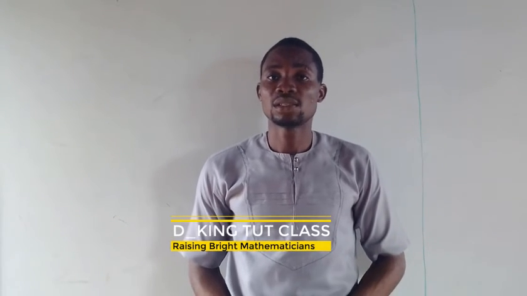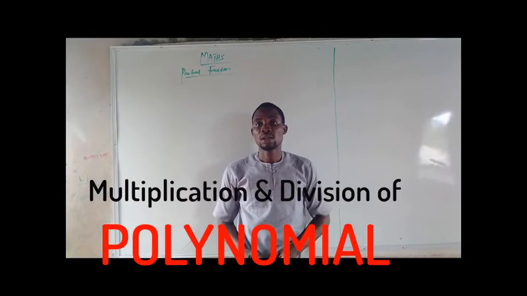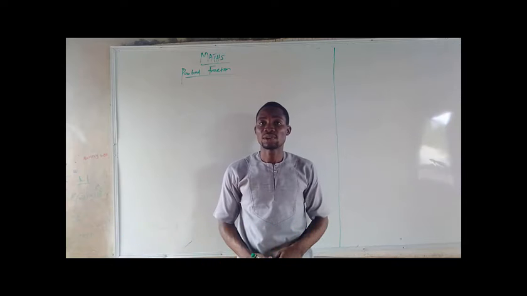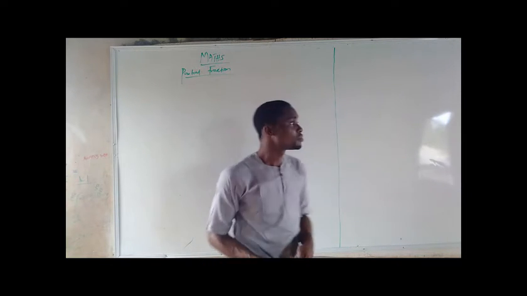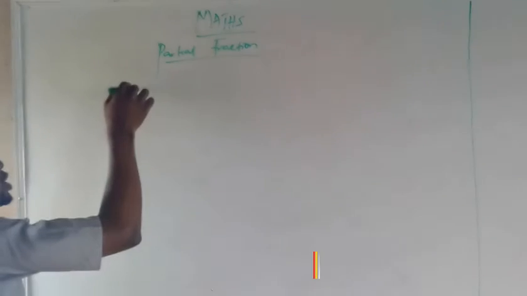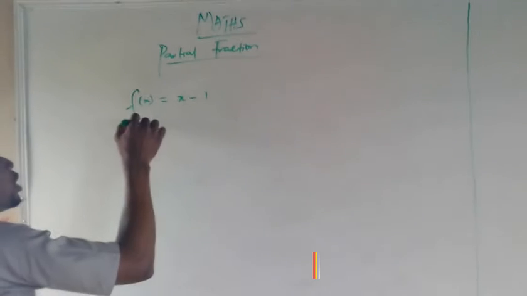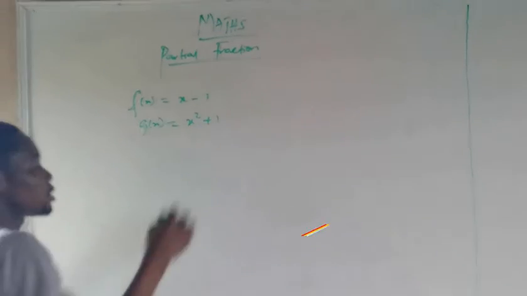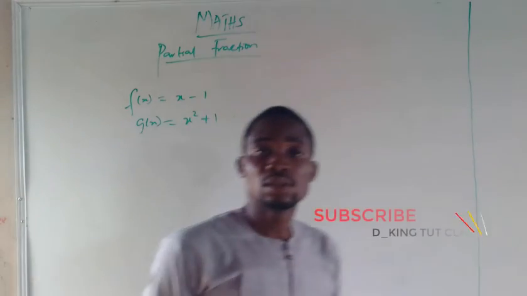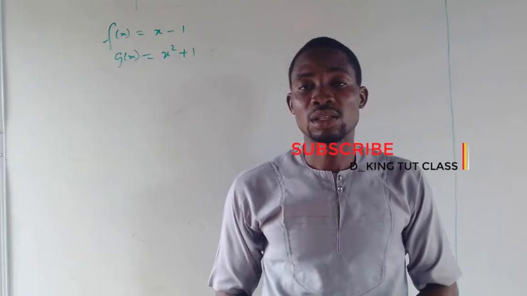In today's class, we're looking at partial fractions. I'll be explaining the basic concept that you need to know to solve equations in partial fractions. Now, in partial fractions, given f of x to be x minus 1, and given g of x to be x squared plus 1. In partial fractions, I'll be saying three basic things, but in total I'll be writing 5 things on the board.